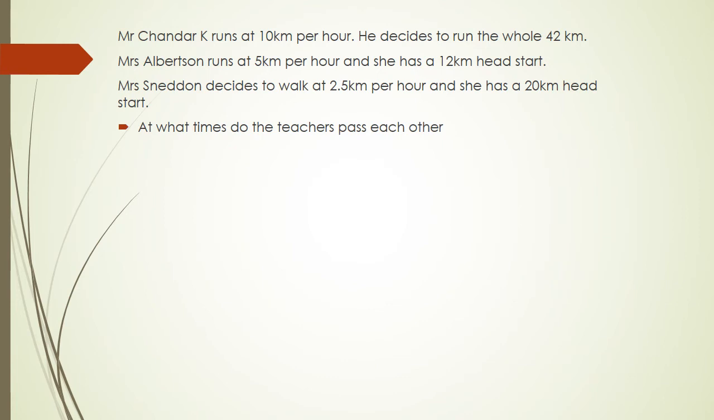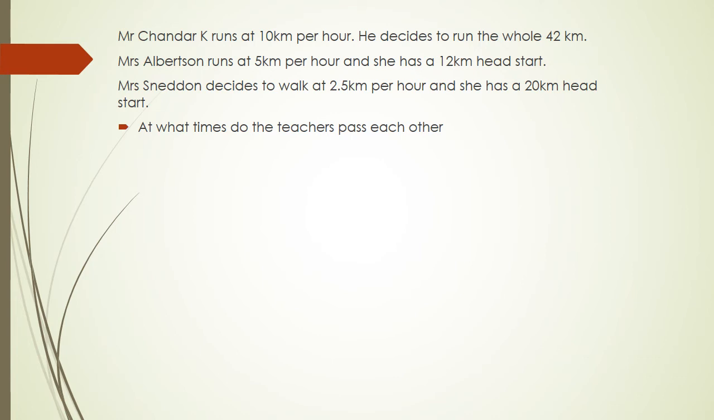With this one, I've kept it quite a big question. The way it works is that when the three teachers run past each other, there are 3 meetings that can happen. For example, you could have Mr. Chandikay and Mrs. Albertson meeting, Mr. Chandikay and Mrs. Snedden meeting, and then Mrs. Snedden and Mrs. Albertson meeting. So we've got 3 situations that we can look at.